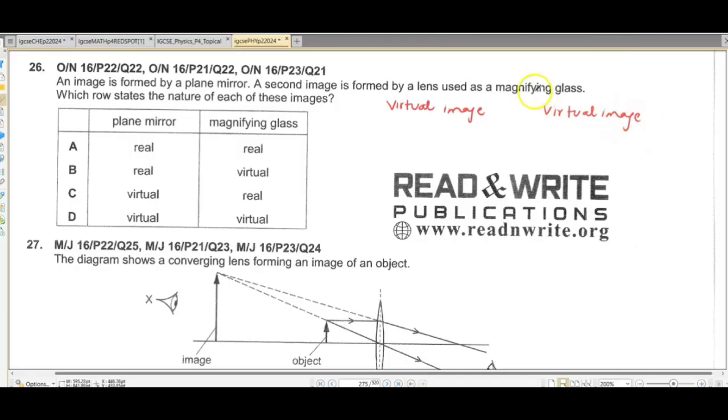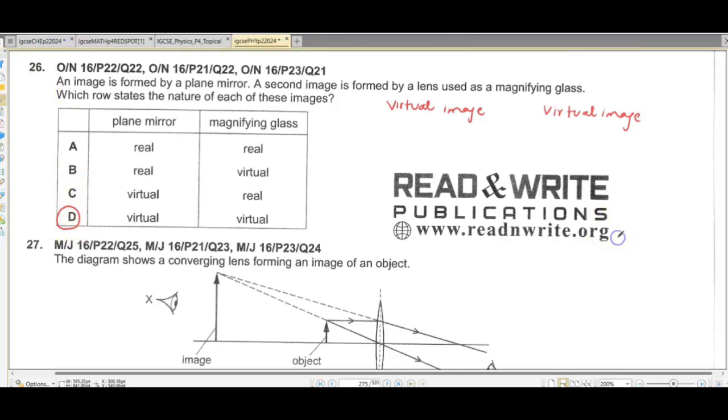We've discussed this case many times before. We've made that ray diagram as well. So now you must know that the image formed by the magnifying glass is actually a virtual image. So D is going to be our correct answer, that states both of them are virtual.